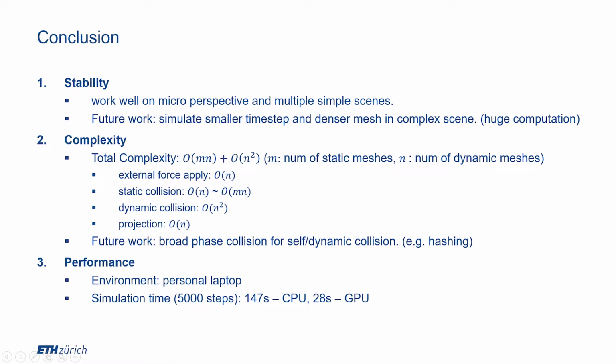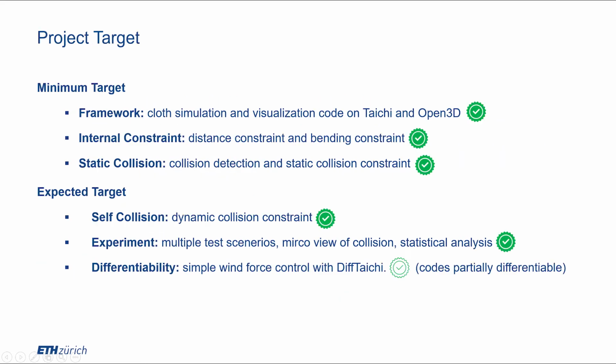A 5,000-step simulation takes 147 seconds on CPU and 28 seconds on GPU. However, for higher resolution, broad-phase detection must be used in self-collision to decrease the complexity. The final slide is our target checklist.